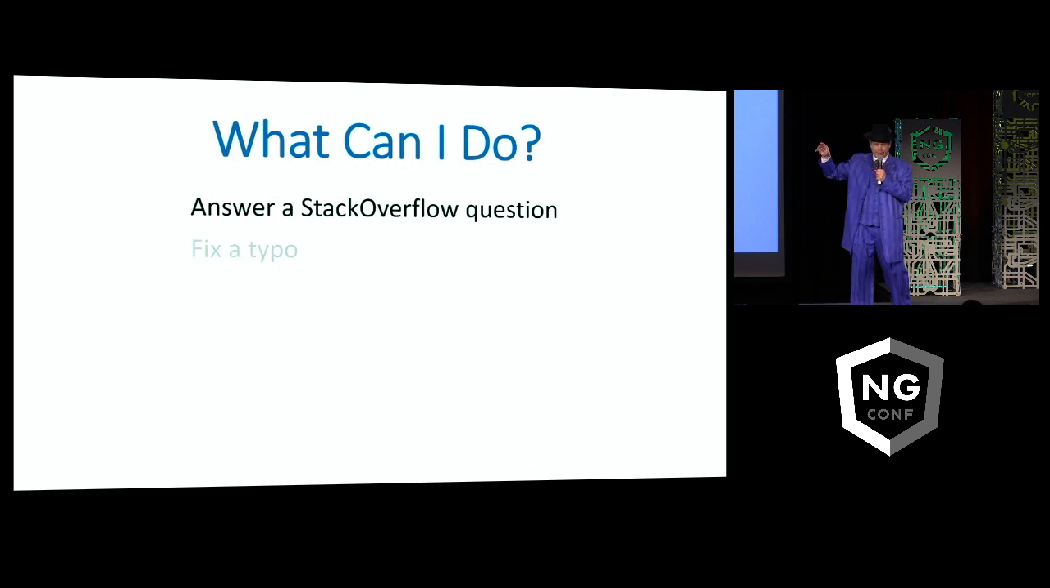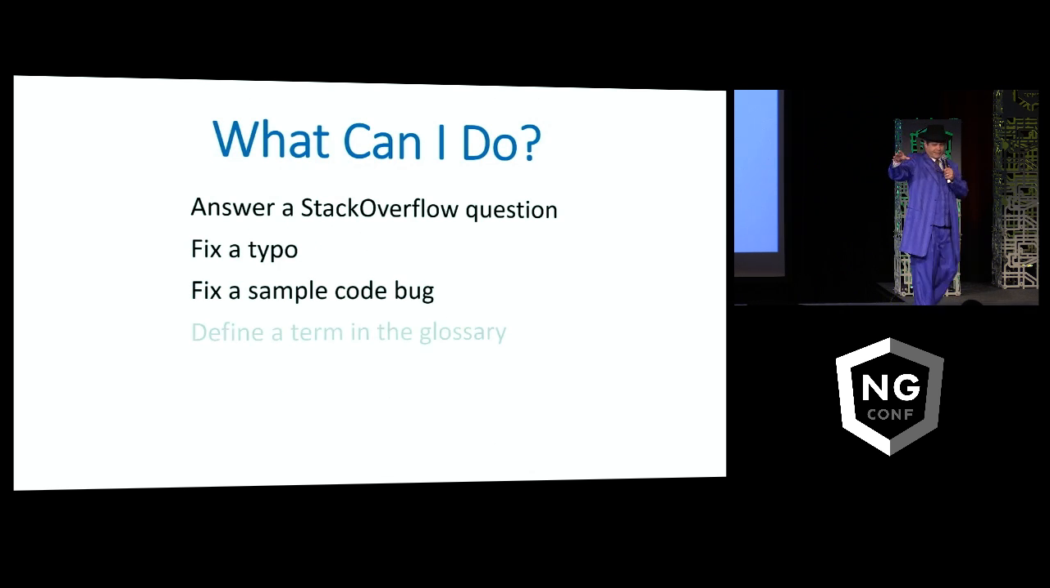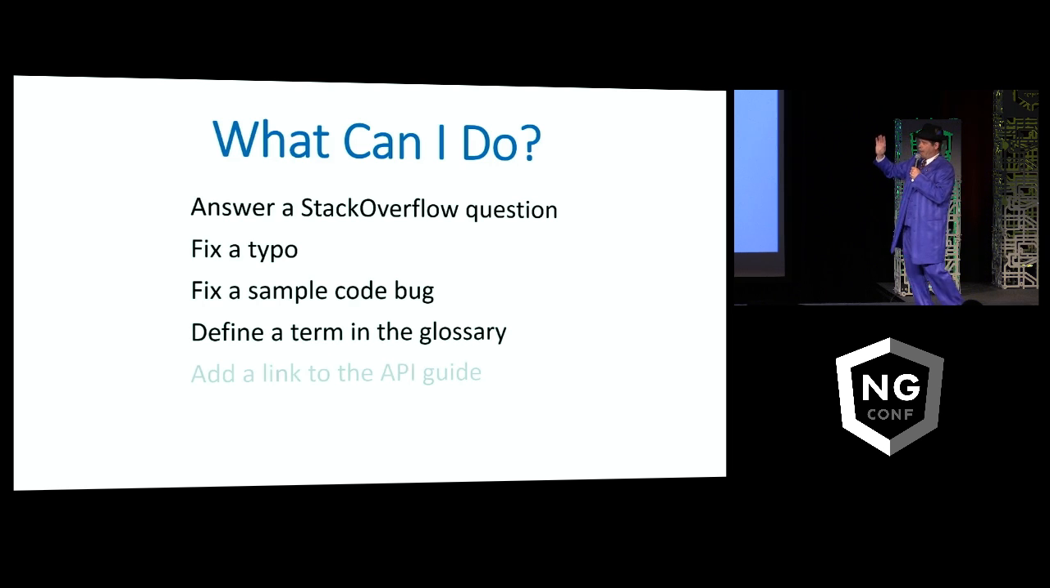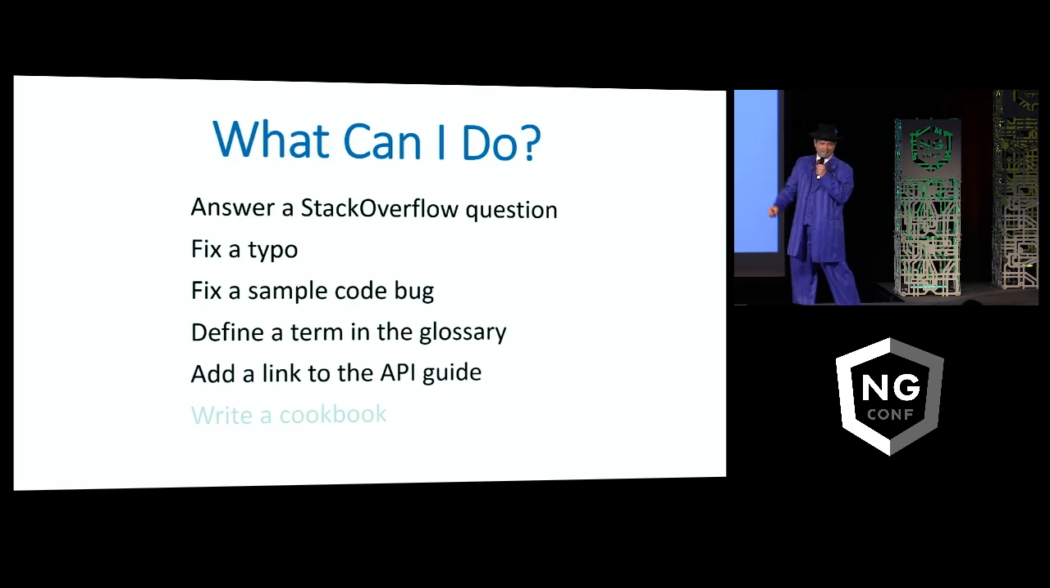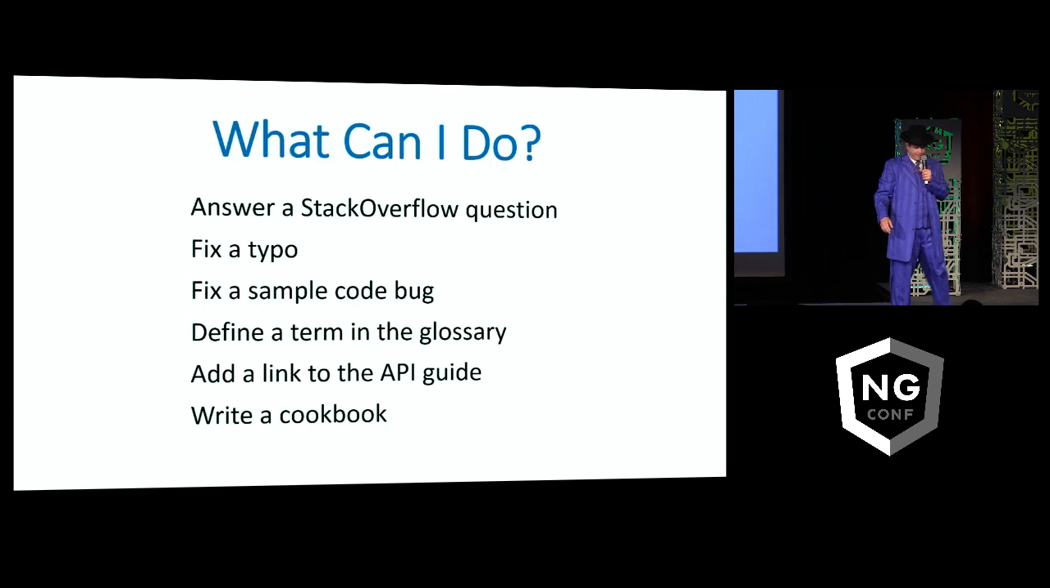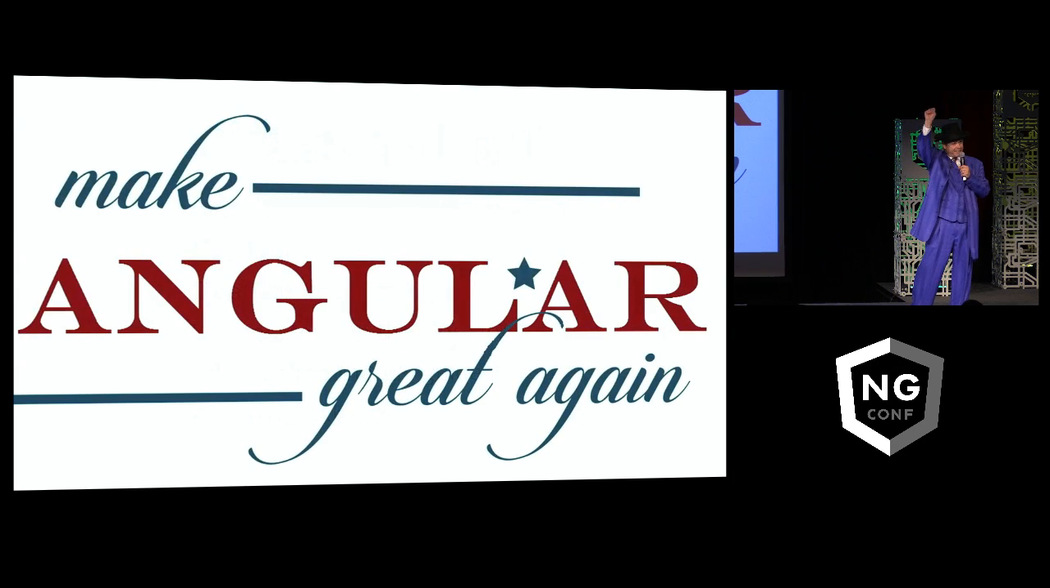So what can you do again? Answer Stack Overflow questions. Fix typos. Fix bugs in the code if you can find one, and you can't. Define a term in the glossary. Add a link to the API guide to get the cookbook. Whatever you do, let's make Angular great again.